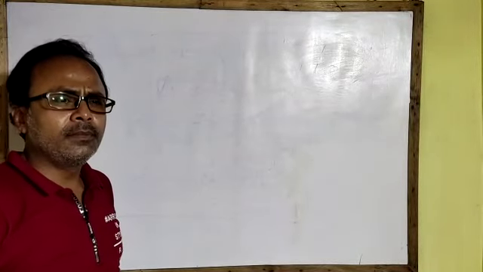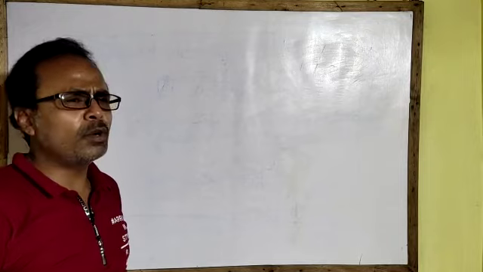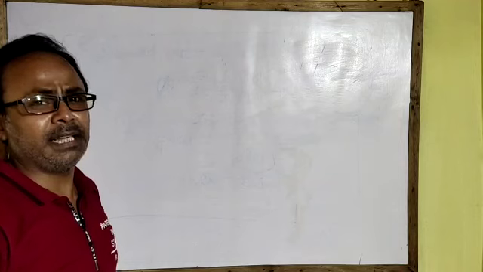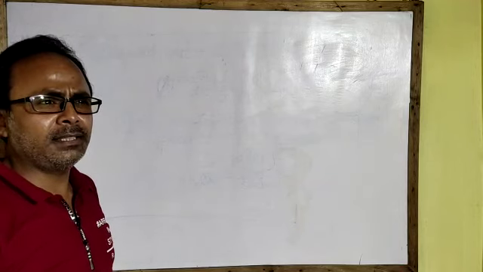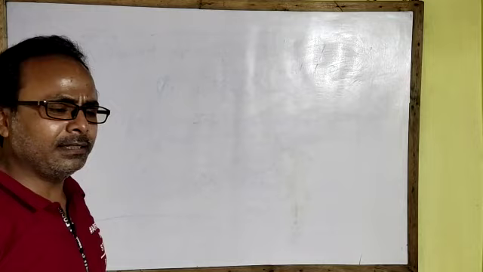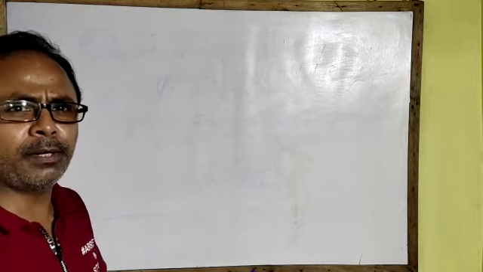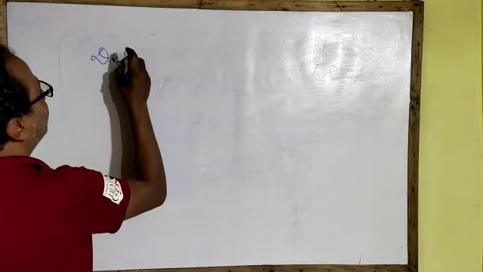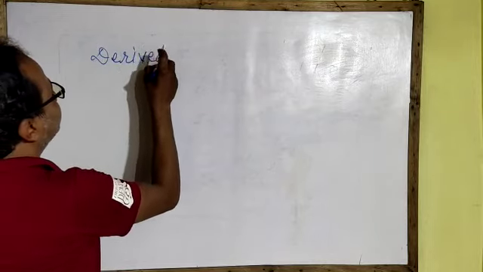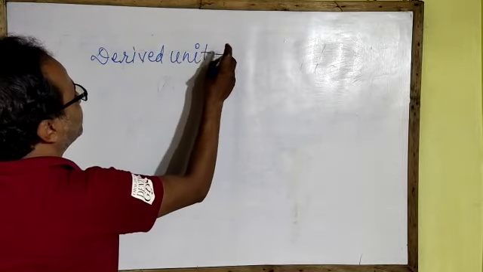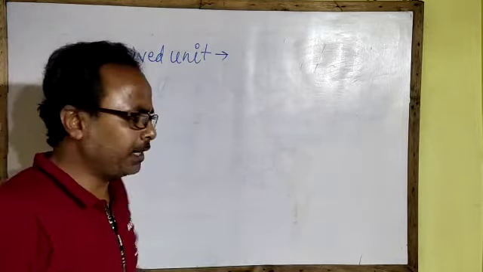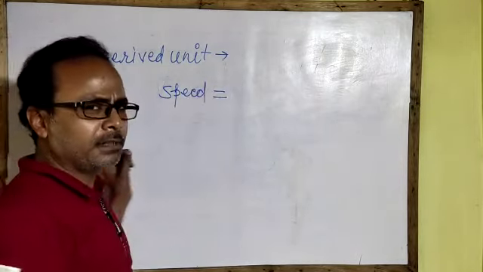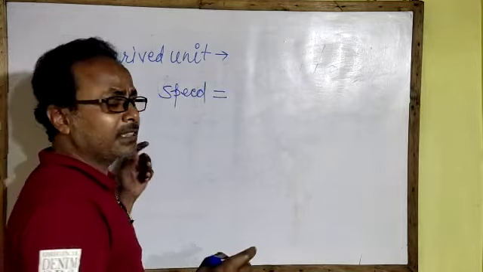So, my dear student, today we'll learn more about the derived unit. In the previous class, we also learned the same thing, but it needs to be made clear once again what the possible derived units may be. When you talk about derived units, we take the example of speed. What is the unit of speed? Yes, meter per second. So how do we get meter per second?